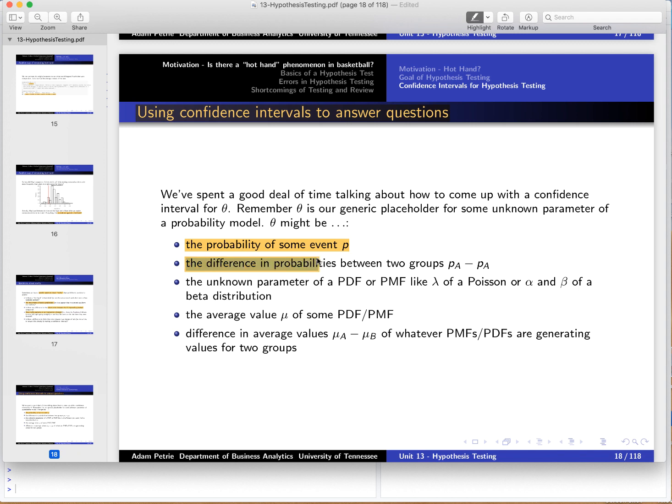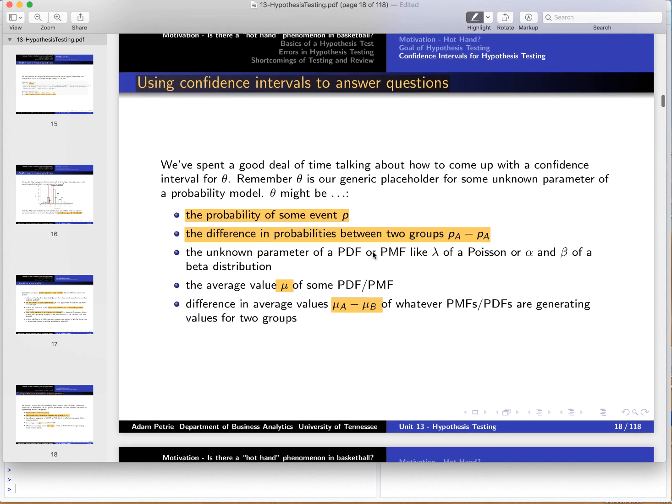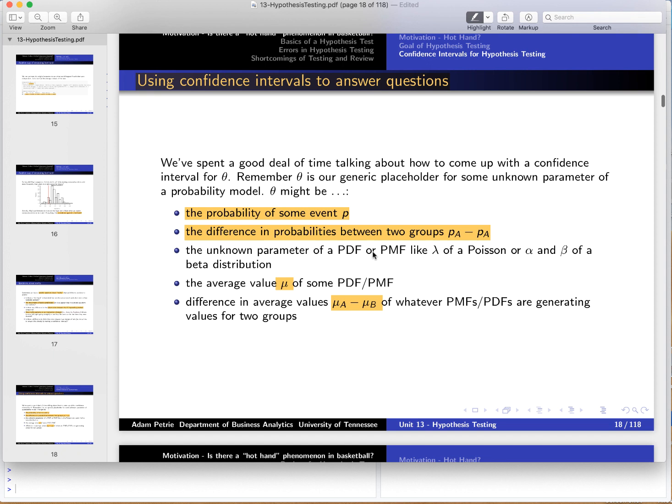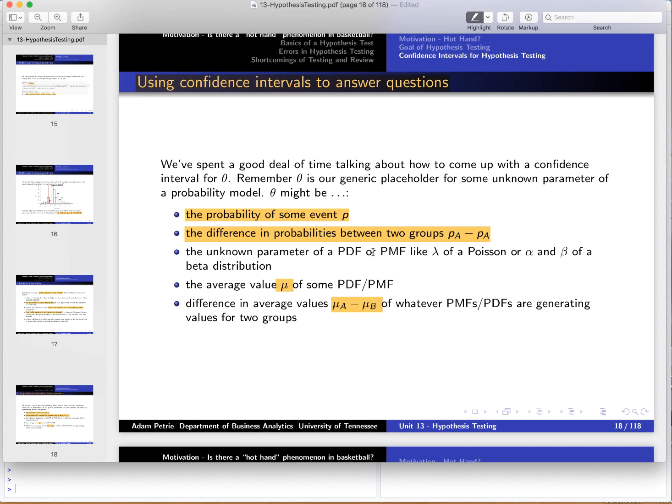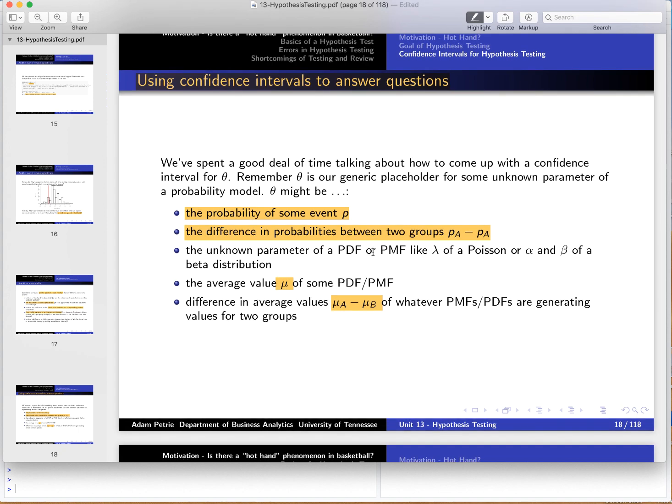If we want to know if there's a difference in probabilities between two groups, well, we know how to make a confidence interval for the difference in probabilities between group A and B. We have a question about the parameter of a probability generating distribution, lambda of a Poisson. We know how to make a confidence interval for that. We know how to make confidence intervals for mu's and for differences in averages between two different groups. So for the most part, a lot of questions we have as business analytics practitioners, we can already answer with the confidence interval framework, but there's still a few questions that we have to answer with hypothesis testing, like the presence or absence of a hot hand, whether or not stocks move at random or if there's some sort of method behind the madness here.